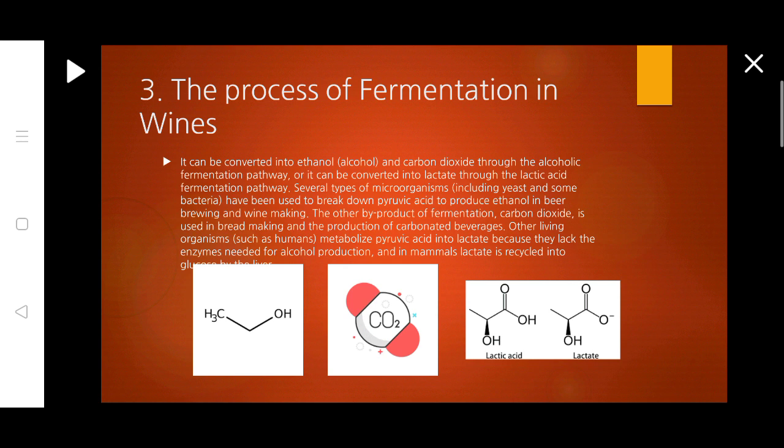Other living organisms, such as humans, metabolize pyruvic acid into lactate because they lack the enzymes needed for alcohol production, and in mammals, lactate is recycled into glucose by the liver.